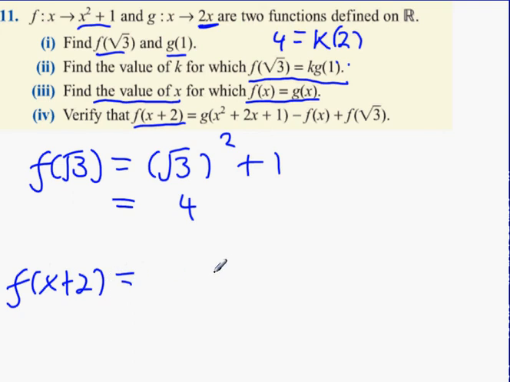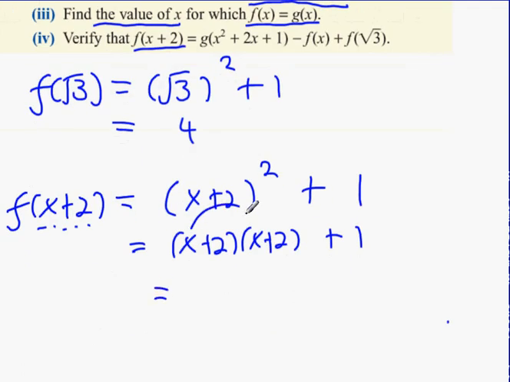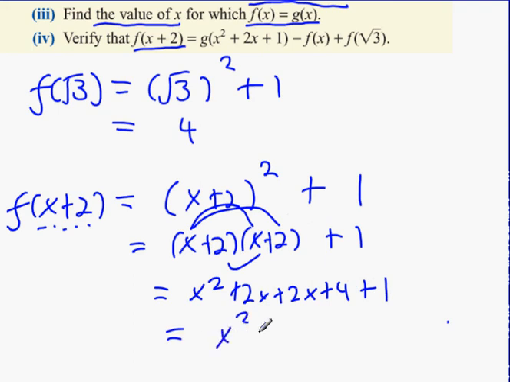What's the x rule? x squared plus 1. Whatever it is, square it, and then add on 1. But what is it this time? It's x plus 2. Square that out, and we get x plus 2 all squared plus 1. Go again, and you're going to get x squared plus 2x plus another 2x plus 4 plus 1. And you're going to get x squared plus 4x plus 5. That's part 1 done. That's the left hand side done.